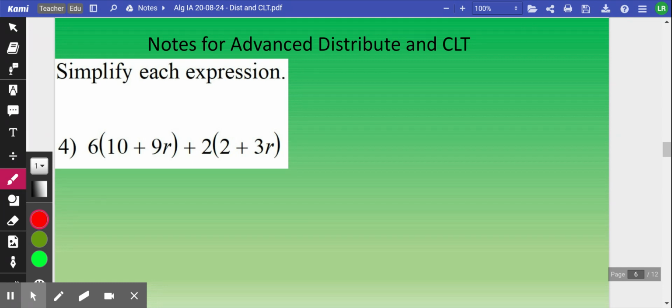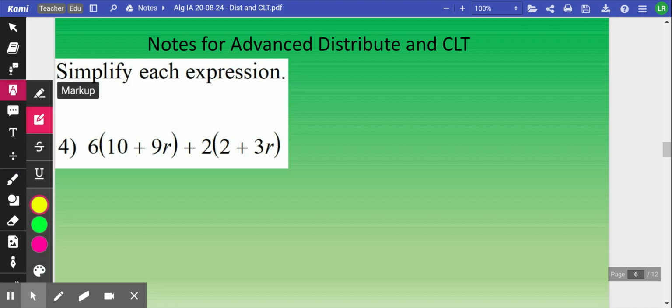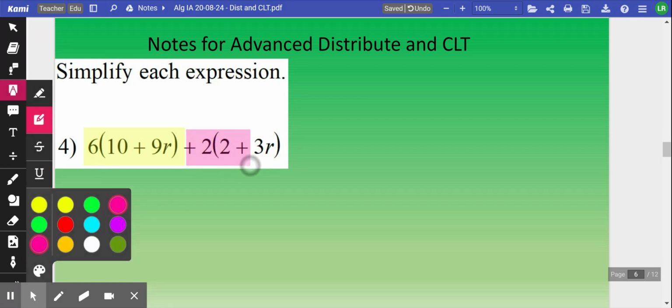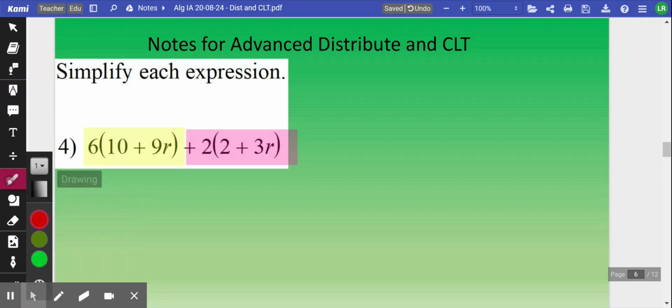Okay, this one's not as bad because it doesn't have any negatives. It's still the exact same concept though. Okay, I still have two distribute parts. There's one of them. There's the other one. So I have two things to do for distributive property. This first one, I'm going to distribute the 6.